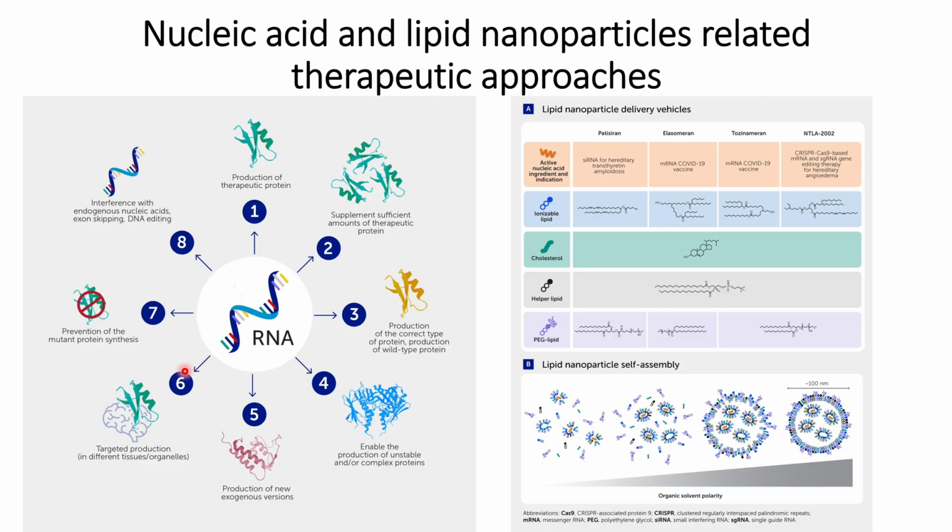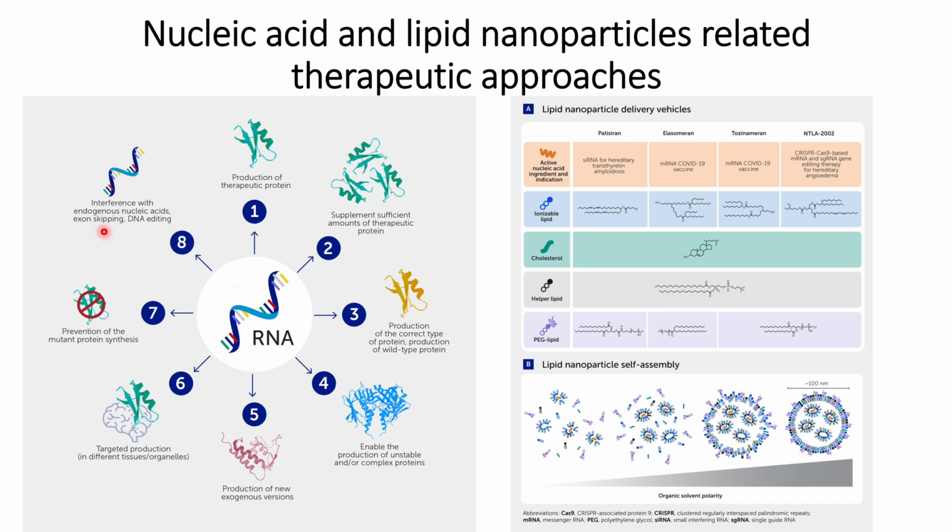RNA can be used along with CRISPR-Cas9 technologies to target a specific part, specific tissues or organelles of the patient, and it can also prevent the formation of mutant protein synthesis, either by interfering with their splicing process, or by using CRISPR-Cas9 to edit or remove these genes. And the interference with endogenous nucleic acid is exon skipping. So this is about exon skipping or DNA editing.